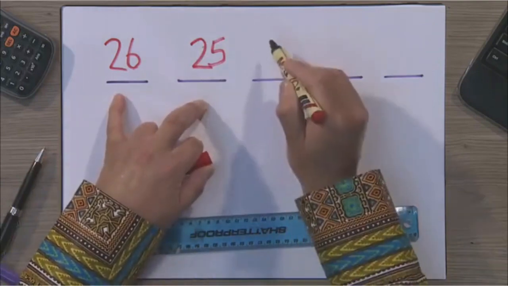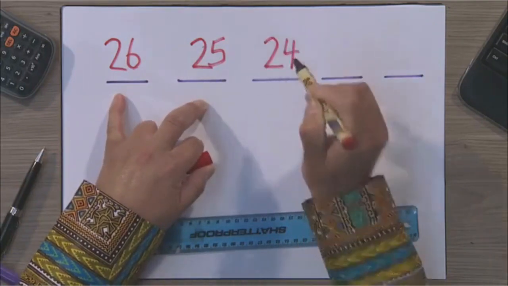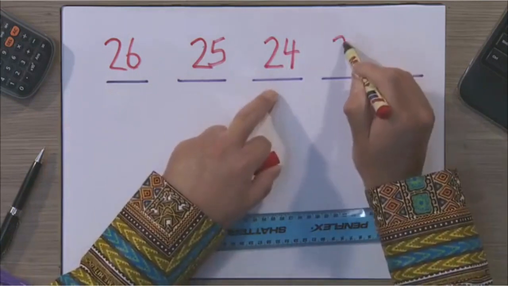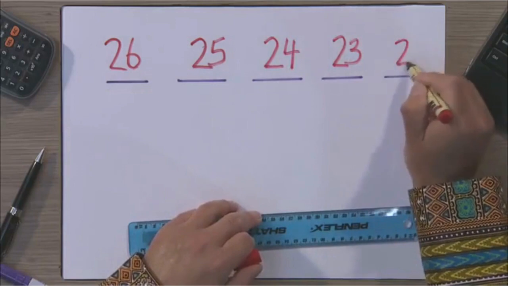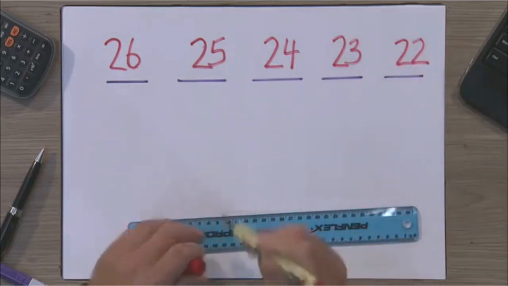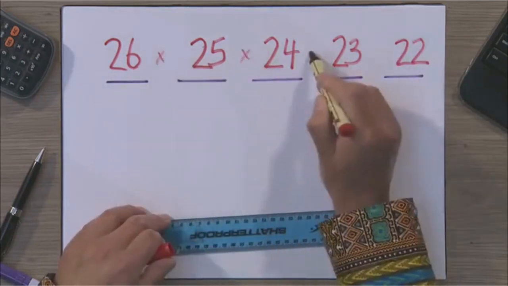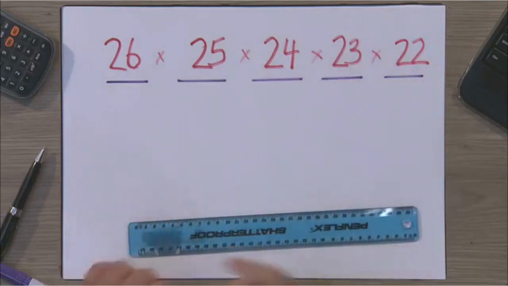I can't use them, so then I'm left with 24. 3 of them are now used up, and here I'm left with 23. And the 5th, 22 are left. And all I do now is simply multiply these and get the answer to my question.